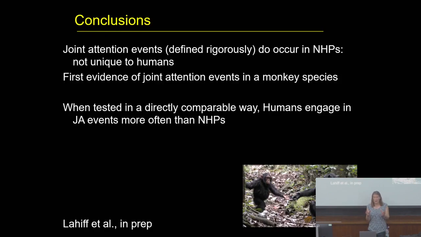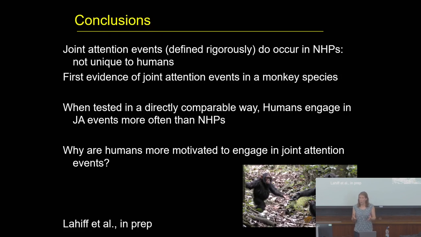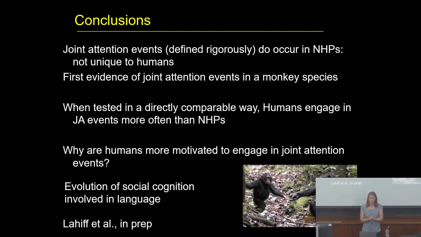So we're super excited to show that. However, what does still need to be explained is that when we tested them in a directly comparable way with the lasers, the rate of engagement in joint attention events was far greater in humans than it was in the other species. And so we need to now think, okay, so why? Why are humans more motivated to use this capacity to engage in joint attention events than the non-human counterparts? But it's really about explaining this quantitative difference now, rather than assuming it to be a qualitative difference in capacity.